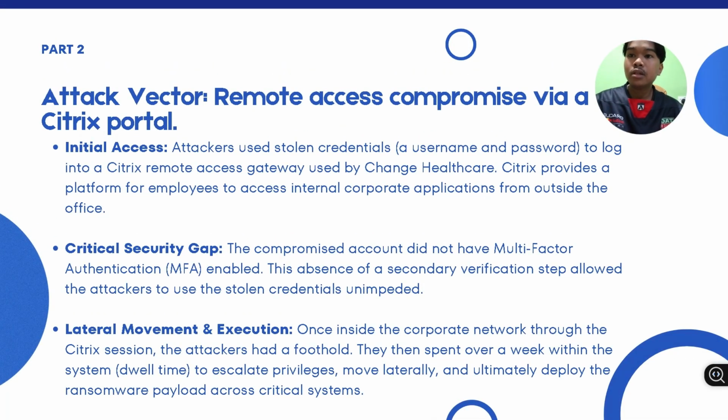The attack vector in this case was a remote access compromise through a secret portal. The attacker gained initial access by using stolen login credentials, specifically a valid username and password. This credential allowed them to log into Change Healthcare's secret remote access gateway, which is normally used by employees to access internal systems from outside the office. The most critical issue here was that the compromised account did not have multi-factor authentication enabled. Because of this, the attacker was able to log in without any additional verification.